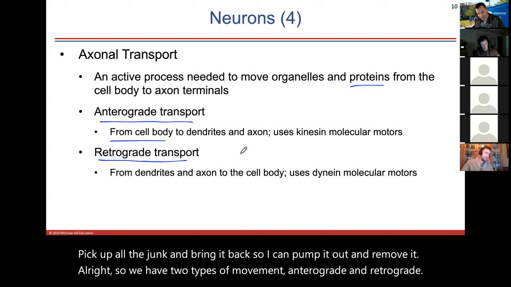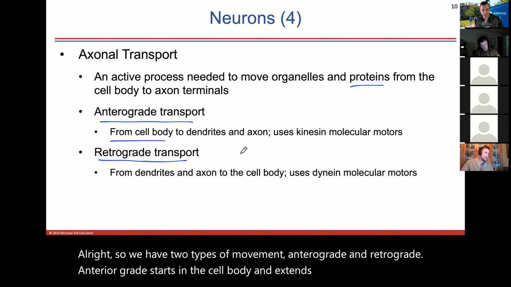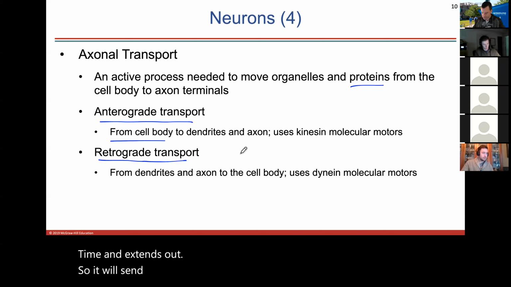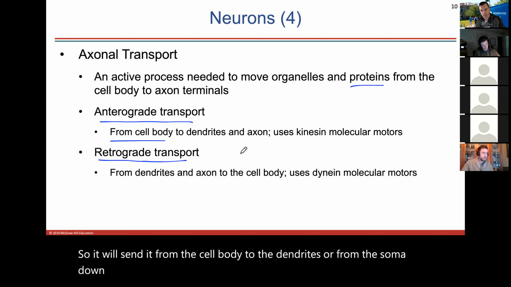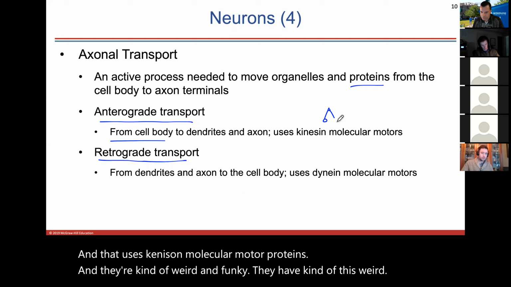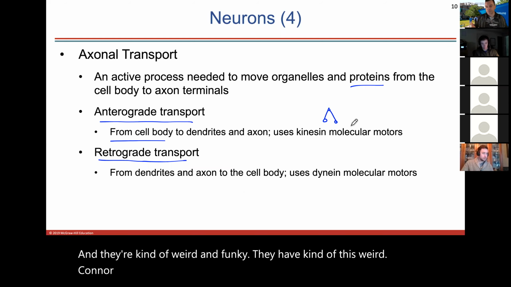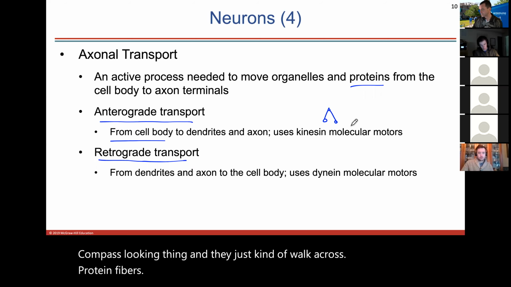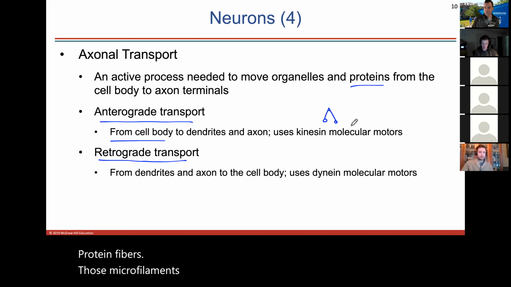Anterograde starts in the cell body and extends out. Okay. And extends out. So it'll send from the cell body to the dendrites, or from the soma down the axon. And that uses kinesin, molecular motor proteins. Okay. And they're kind of weird and funky. They have kind of this weird compass looking thing, and they just kind of walk across protein fibers, those microfilaments. So it's pretty easy for it to do.